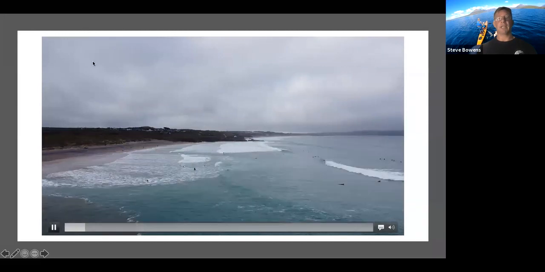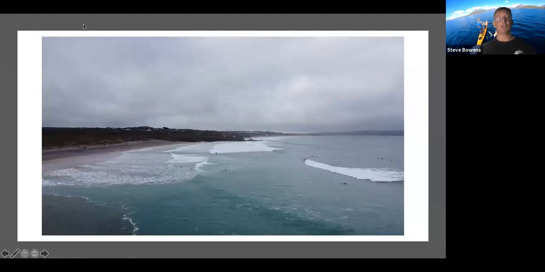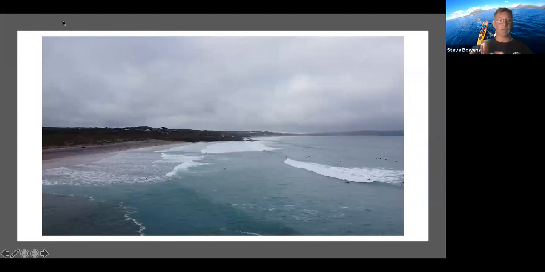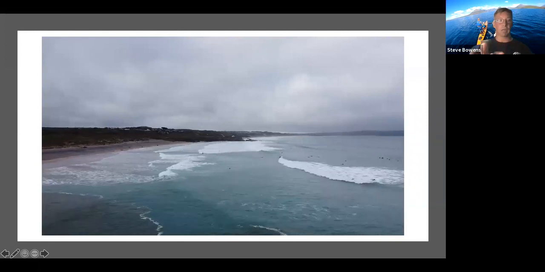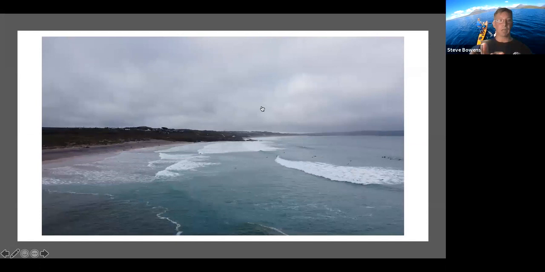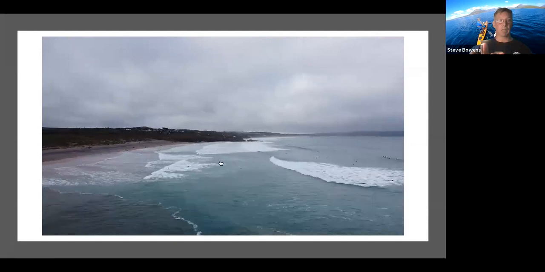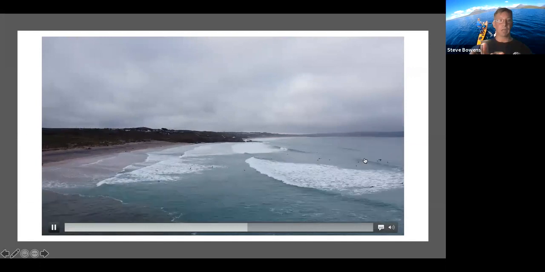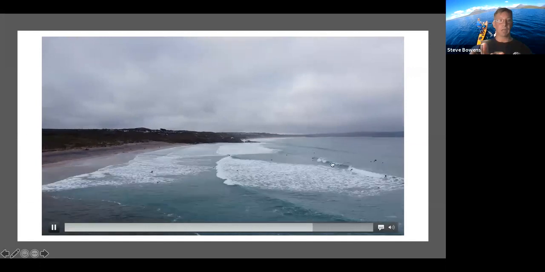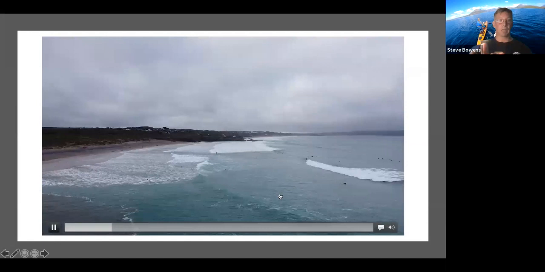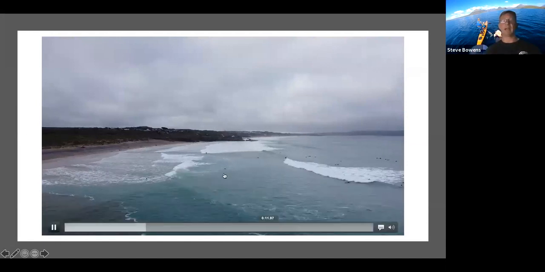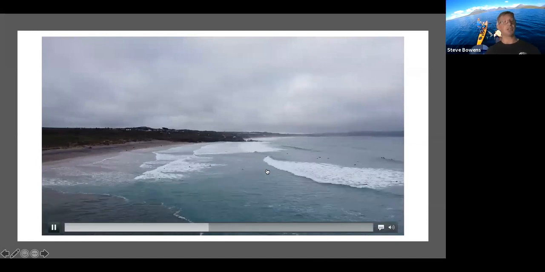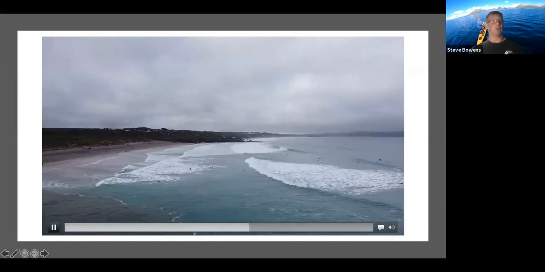Okay, so this is the video I took from the forecast that we looked at yesterday, and this is what it looked like. This is taken from my drone, so it's a little bit difficult to get perspective, but you can see surfers are in the water here. We've got nice even waves coming in, and if you can see those surfers, they're fairly small. So the waves are actually still a reasonable size.